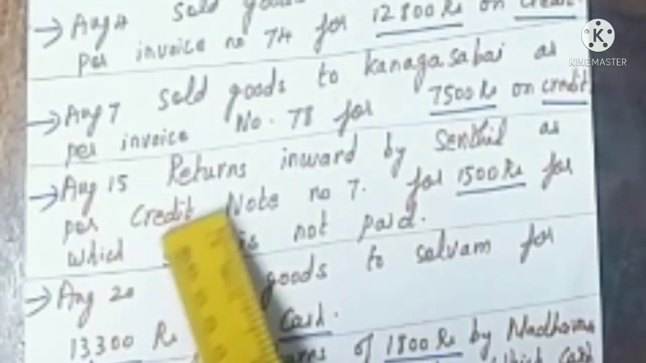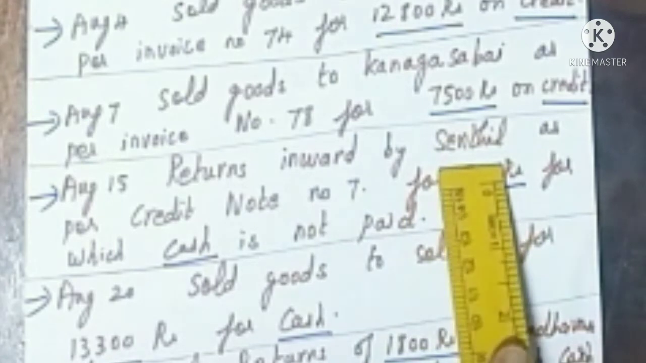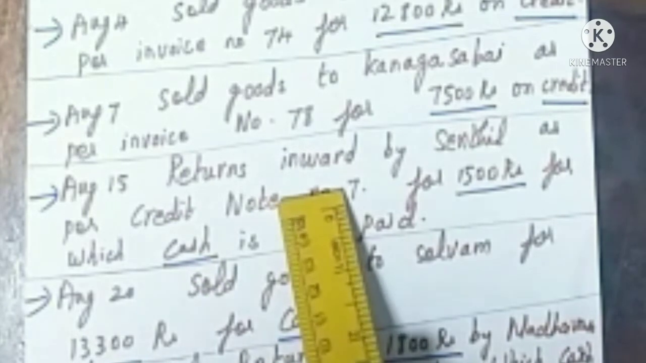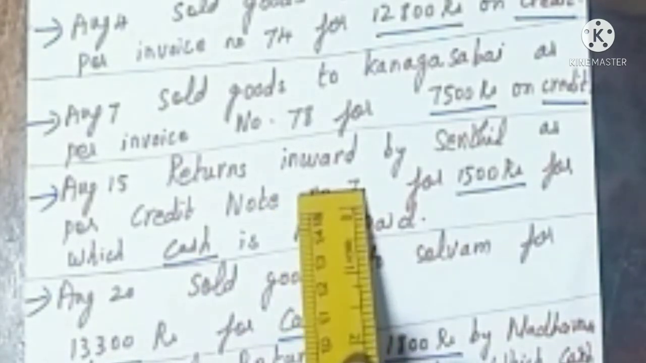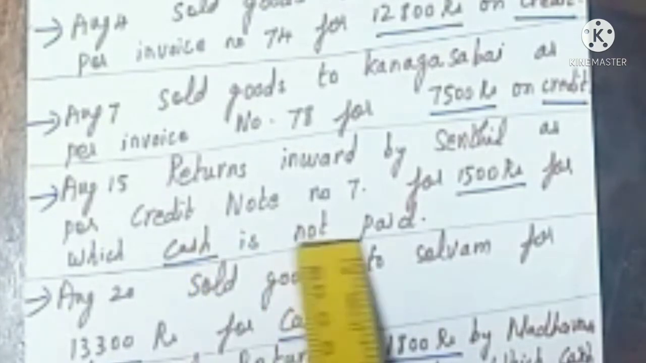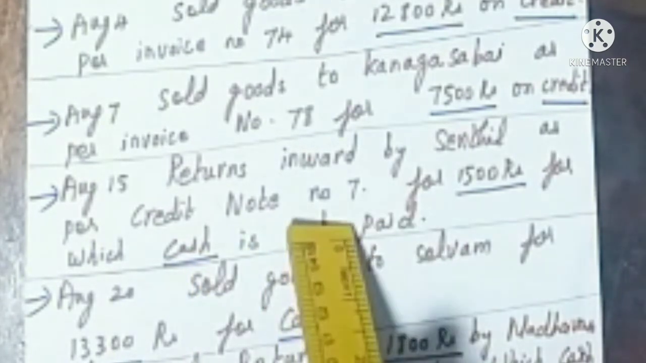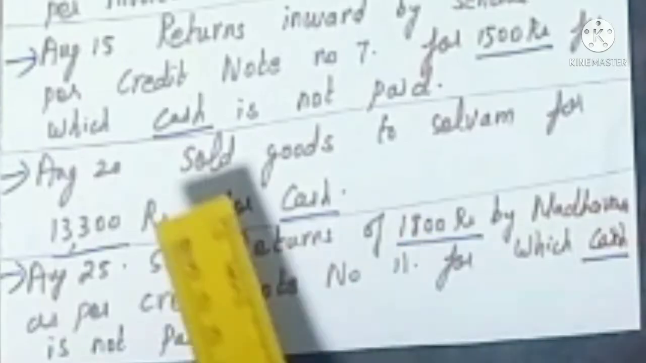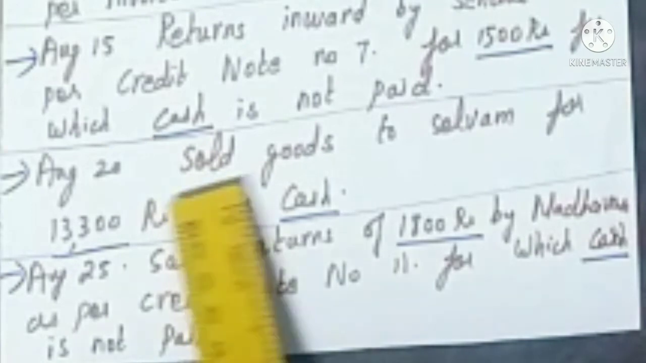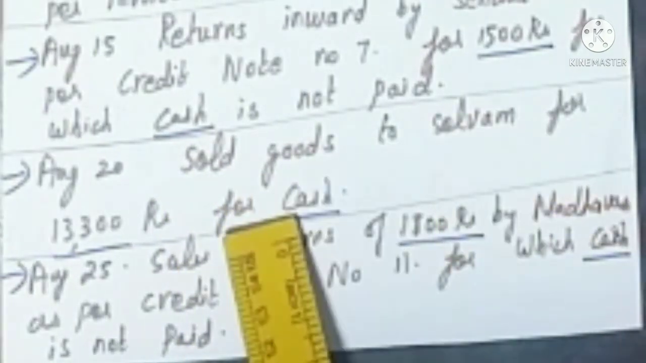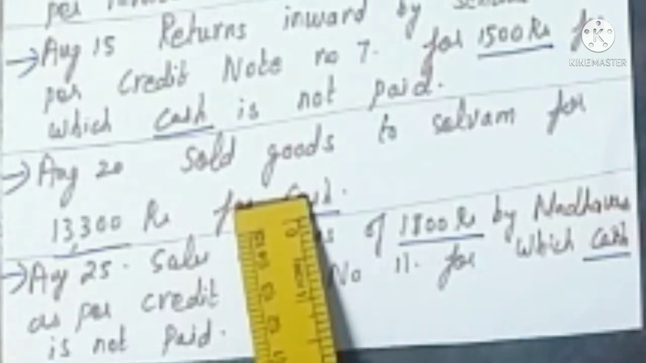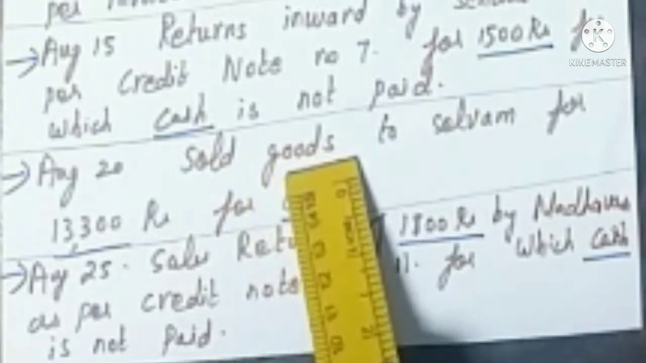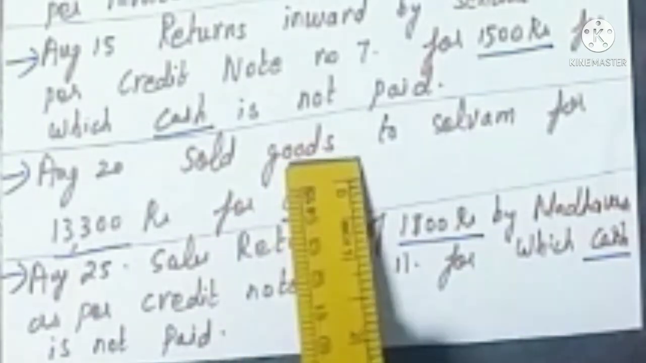On August 15, returns inward by Sendil. Returns inward means what? It is a sales return. So, sales return should be recorded in sales return book for which cash is not paid. So, it is a credit transaction. It should be recorded in sales return book. Then again, on August 20th, sold goods to Selvam for cash. This is a cash transaction, so it will not be recorded in sales book. Only goods which are sold on credit will find place in sales book.